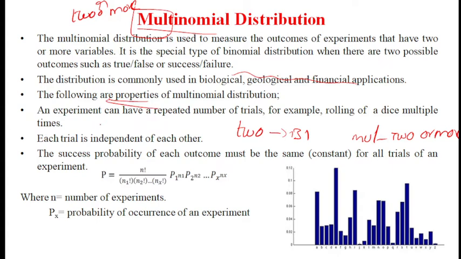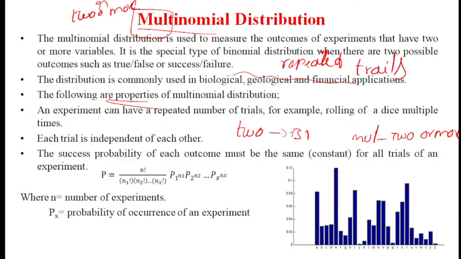An experiment can have a repeated number of trials. For example, rolling a die multiple times. Repeated number of trials we can expect when we toss a coin or when we roll a die. Here what we can remember? Number of repeated trials.